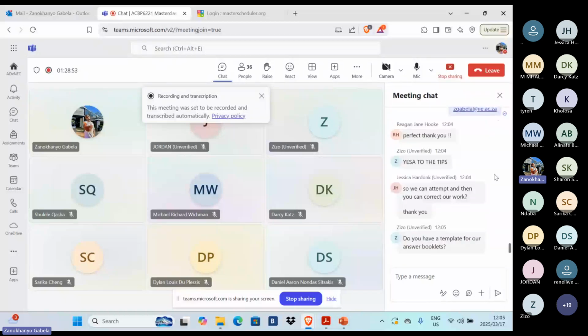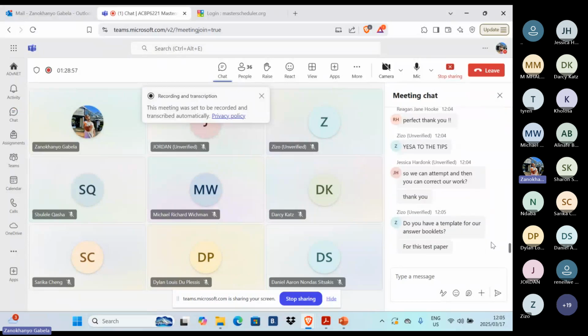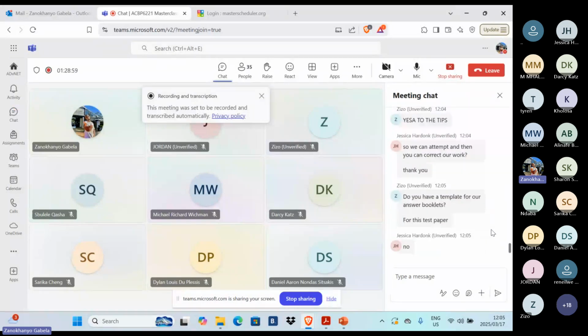Do we have a template for our answer booklets? Unlike first year, we don't this year. Basically, it's each on its own. Unlike last year. So we just need to rely on our brains in terms of the templates. Everything is becoming more descriptive these days, so we just need to stick to the book.